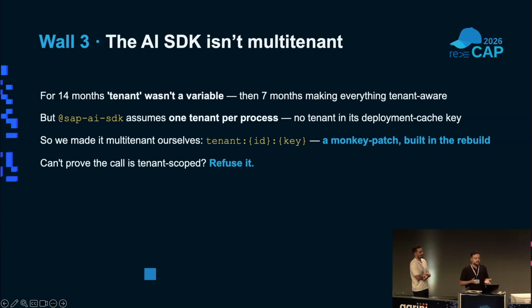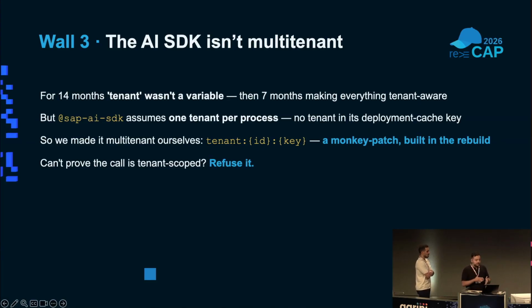So the SAP AI SDK itself is not multi-tenant. Why? Because of its deployment cache. It has no tenant in its key. That's what happened to us. And it assumes one tenant per process, and one process serves all tenants. And that's a problem. So cross-tenant deployment leakage was a default behavior. And we had to come up with a fix for that.